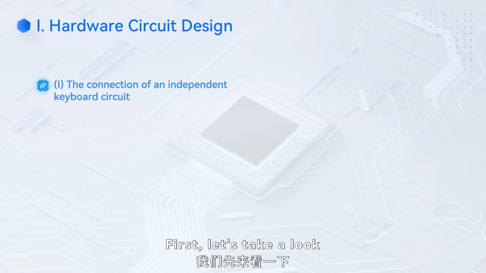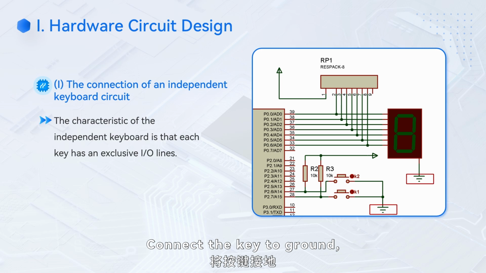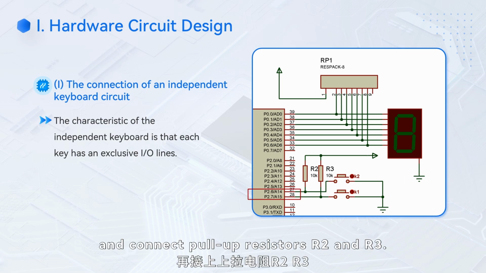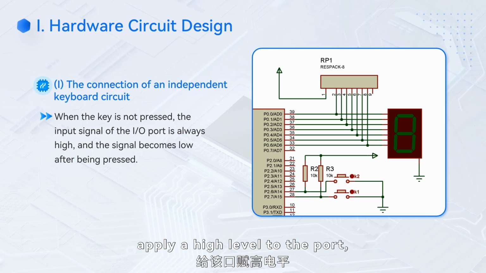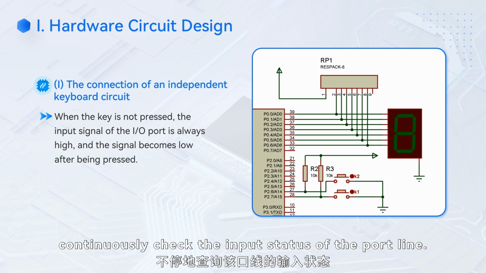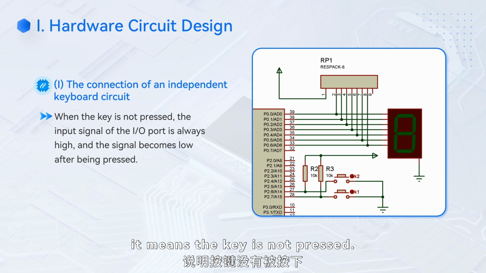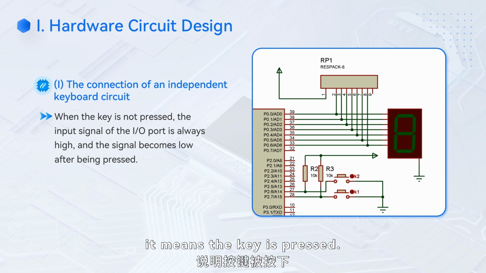First, let's take a look at how an independent key is connected. Connect the key to ground, then individually connect it to an I/O port, and connect pull-up resistors R2 and R3. The process of detecting a closed key is as follows. Apply a high level to the port, continuously check the input status of the port line. When the input status is high, it means the key is not pressed. When the input status is low, it means the key is pressed.